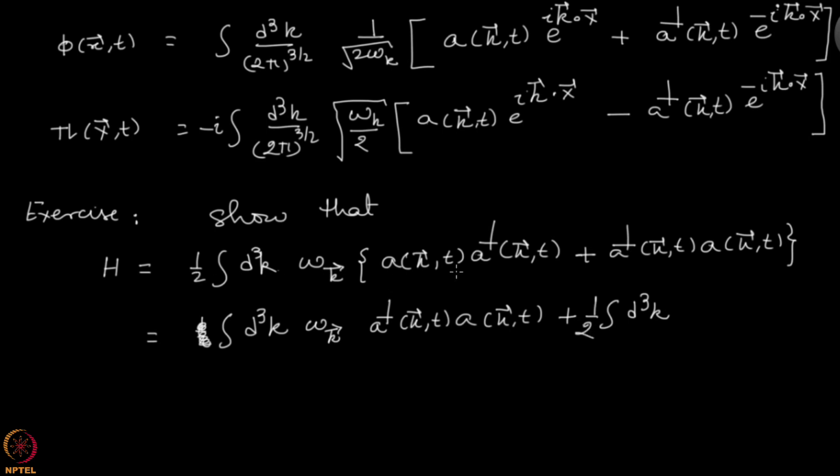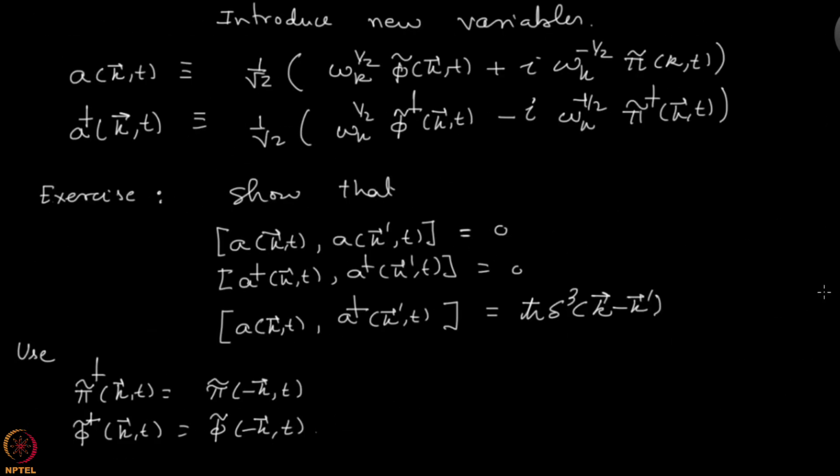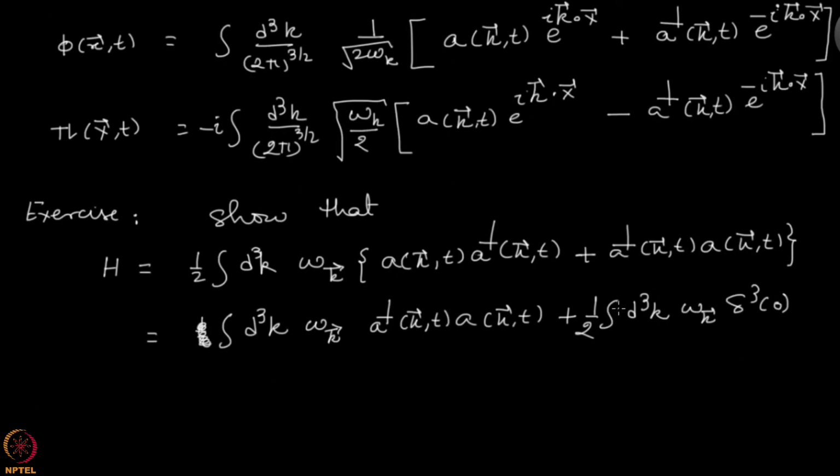So this half is coming from here, d cube k omega k, and the commutation relation gives a delta cube of 0. Let me show you. Here you have delta cube of k minus k prime. If both k and k prime are the same, then you have a delta cube of 0. So that is what you get here, and you are integrating over the entire volume in the k space. So this delta cube 0 sits outside.